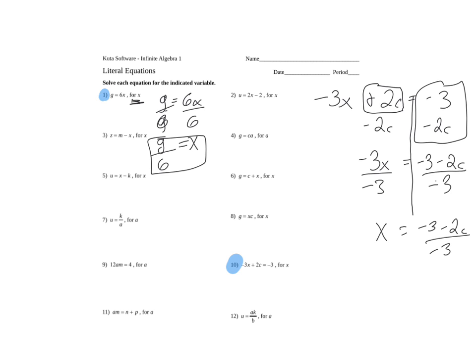Now, when you check the answer key, you might see it be 3 plus 2c over 3. And the reason for that is all three of these are negative, and when you have negative over negative, they can turn into positive. So either of these answers are going to be correct. And we'll talk about that. But if you put either one on a test or quiz, that's going to be right. Okay. So that's the first side.